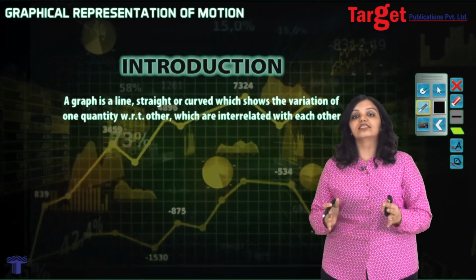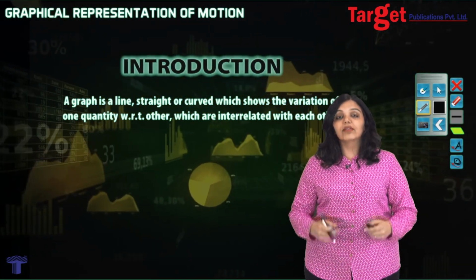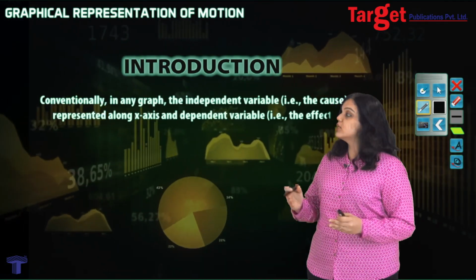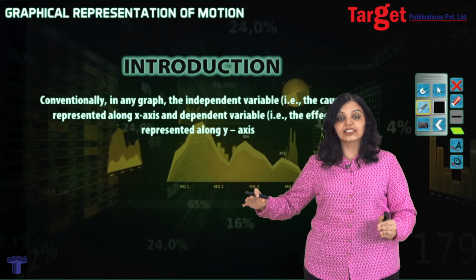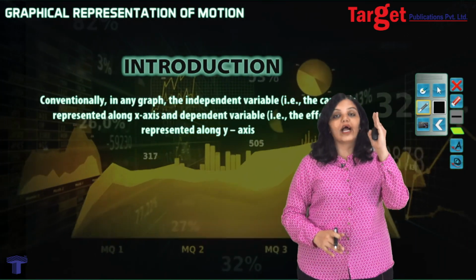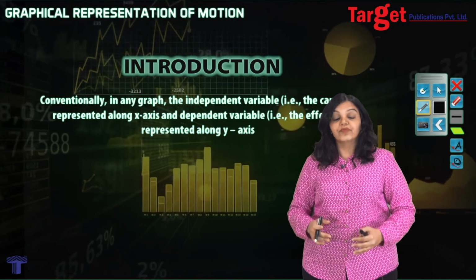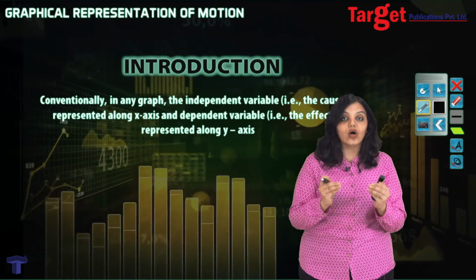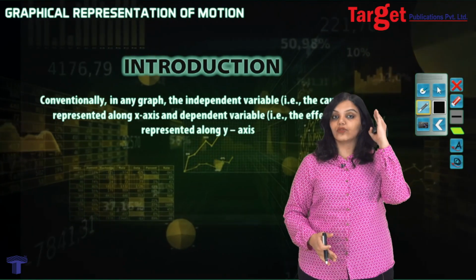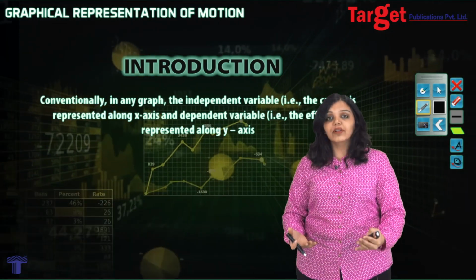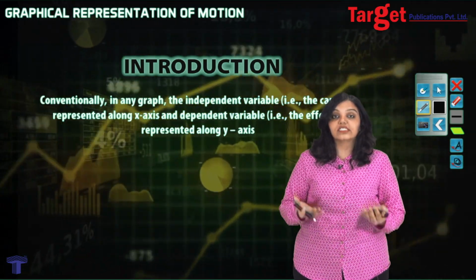Now, these two quantities are plotted on the graph. But by convention, we always plot the quantity which is the independent variable on the x-axis and the dependent variable on the y-axis. Now, what does this mean? It means the quantity which is the cause is always on the x-axis and whatever is the effect is always on the y-axis. As an example, we'll be drawing position-time graphs in this lecture.